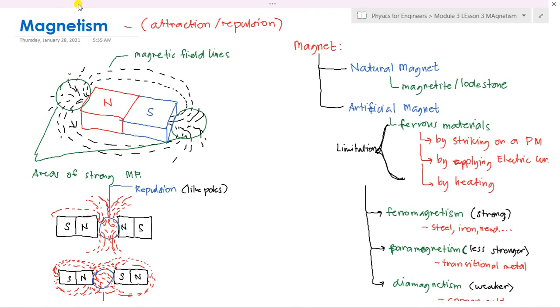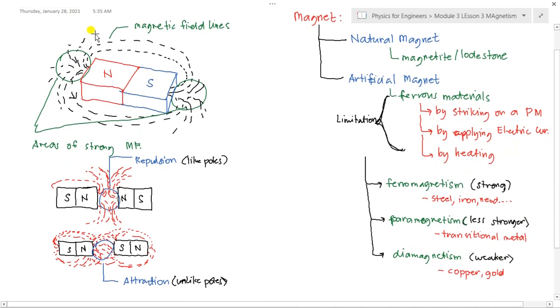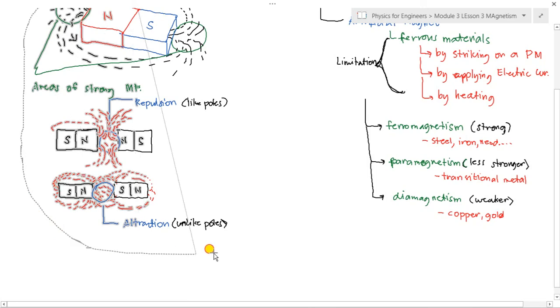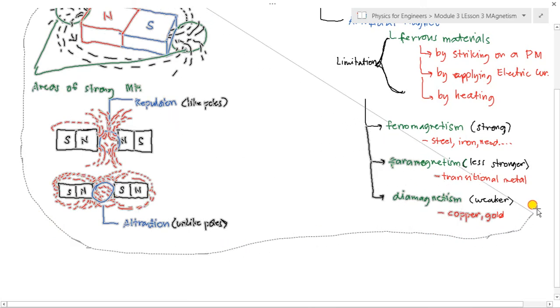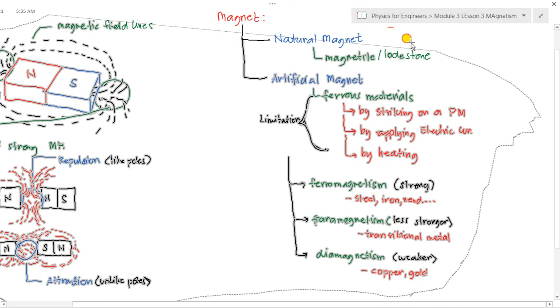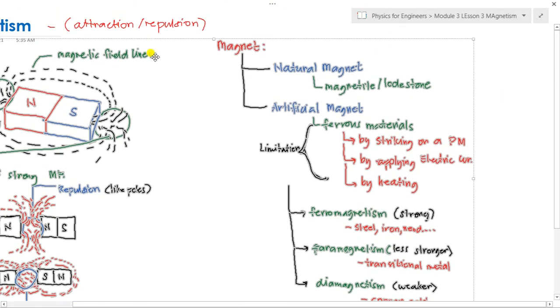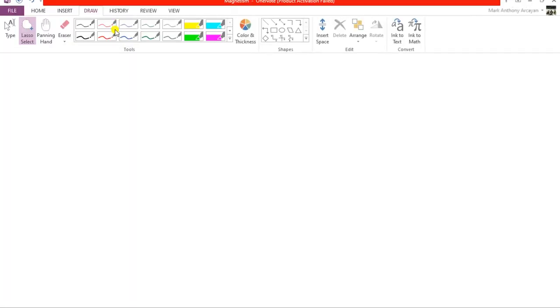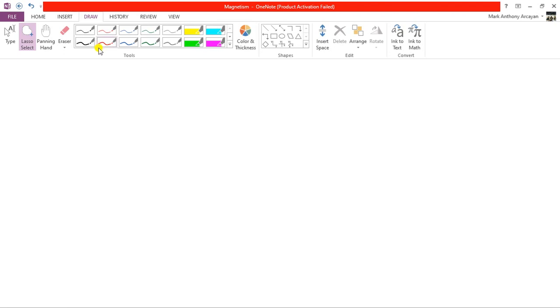Okay, so I have already shown you the manifestation of magnetism: the magnetic field lines, what is in a magnet, why it attracts, these two concepts of attraction and repulsion, and also the classification of magnets. Now, the next question is, why do materials magnetize? Why is a magnet called a magnet, why does it stick or repel? So this is a mysterious question. Now, let us answer it.